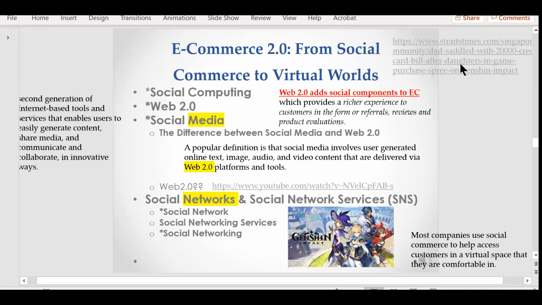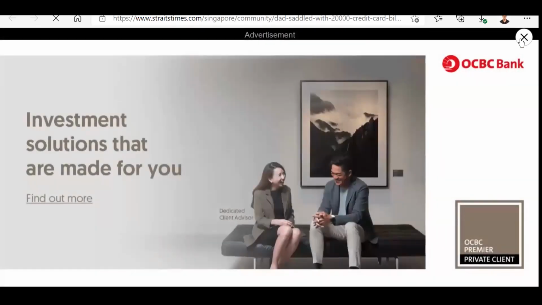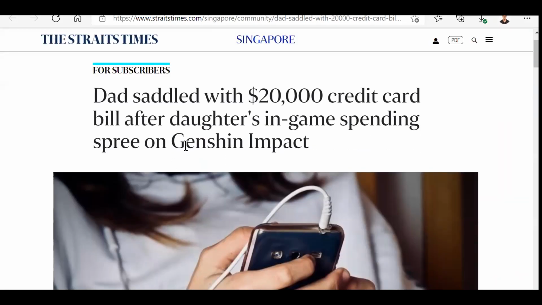You see, the recent newspaper just came out, right? The 18-year-old daughter just squandered $20,000 from the father, right? Let me just see whether I can get it. Okay, by playing this game, Genshin Impact. I hope my daughter is not playing this game. Just make sure you don't have a GrabPay that ties with this game, right?